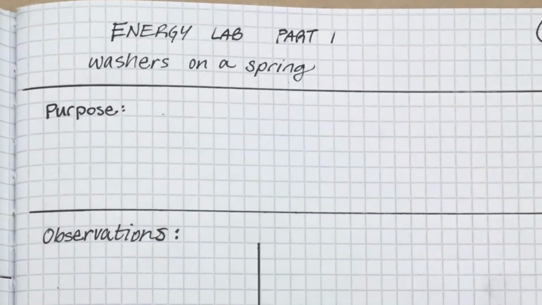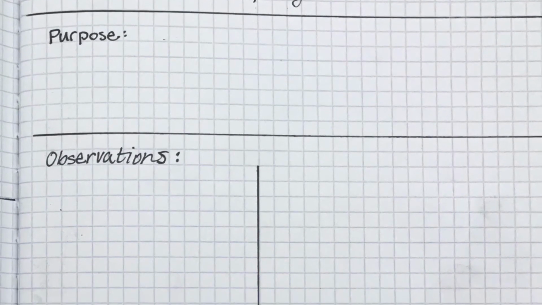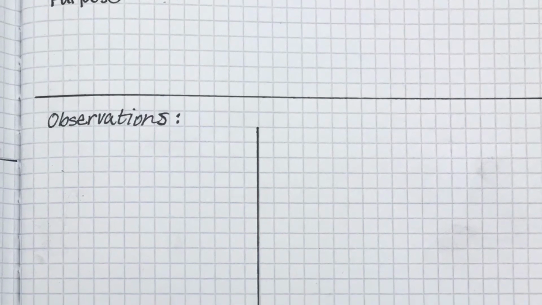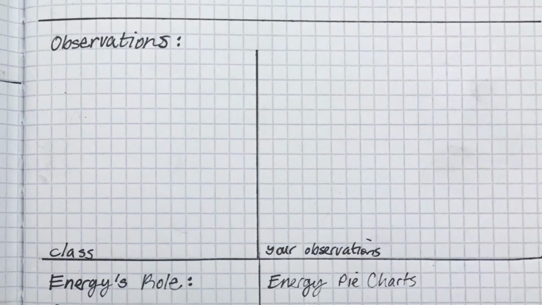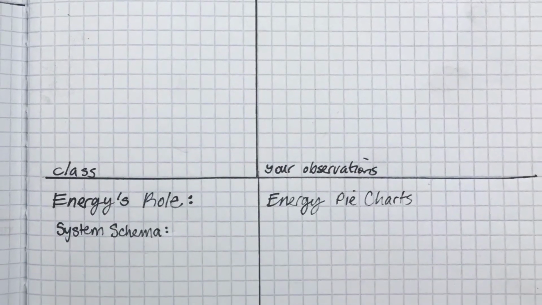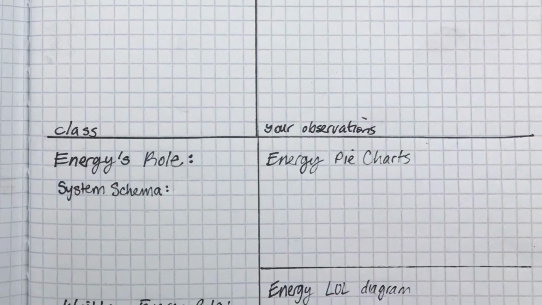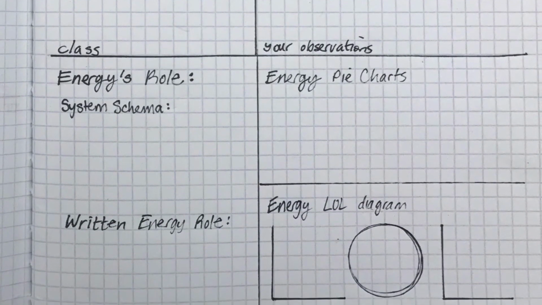On the right-hand side, you'll leave a section for the purpose and some observations, and you can split the observations in 2, ones where you're sharing with your classmates and ones that you are making yourself. And underneath that is energy's role with the system schema, a written description, pie charts, and an LOL diagram. Please have this ready before you start your lab.